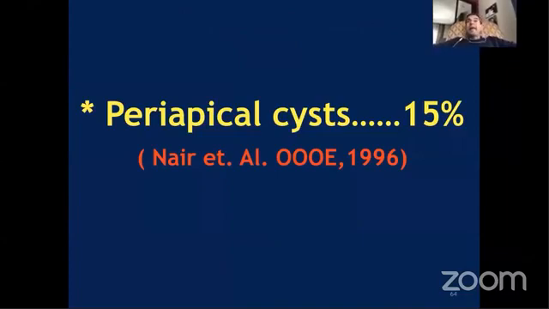Now, the third type is called periapical cyst. And this is very confusing for several dentists. So let's take a look at the periapical cyst. Periapical cysts form about 15% of endodontic lesions. But we don't have one type of periapical cyst. We actually have 2 types.